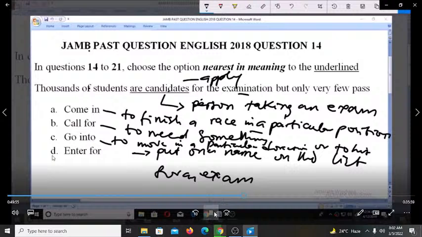So option D is the right answer because it is the one that has meaning nearest the meaning to the word on the line. Thank you.